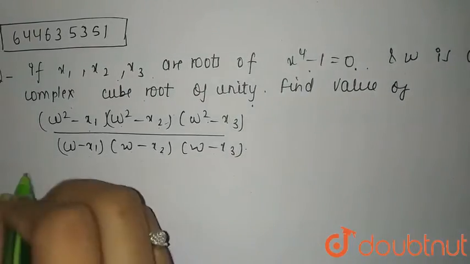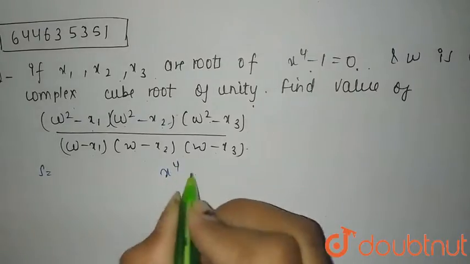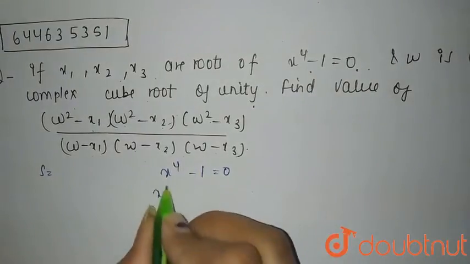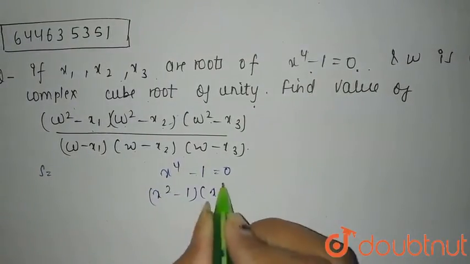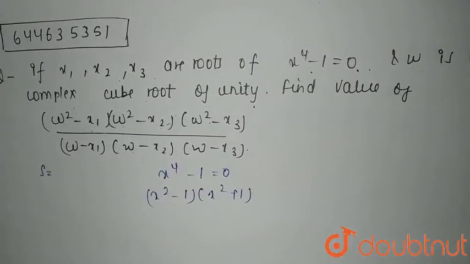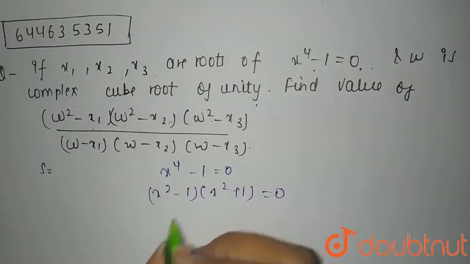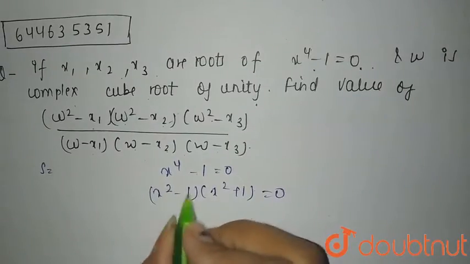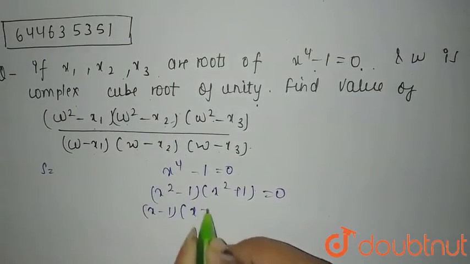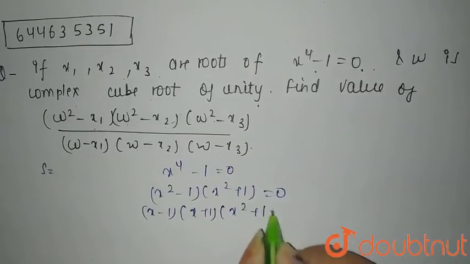So first of all, the given equation x⁴ minus 1 equals 0 can be written as (x² minus 1)(x² plus 1), because of the identity a² minus b² equals (a plus b)(a minus b). Opening again this identity of a² minus b², x² minus 1 comes out to be (x minus 1)(x plus 1), and x² plus 1 remains the same, equals 0.